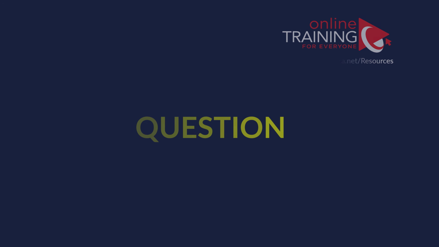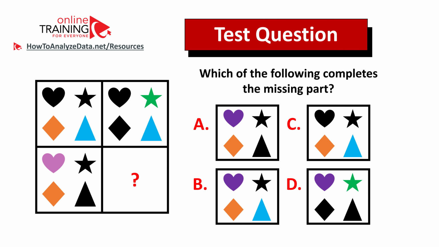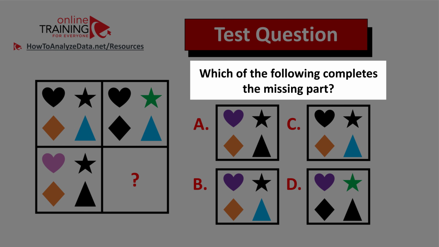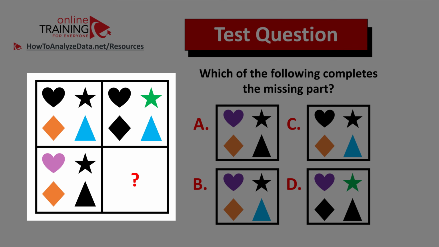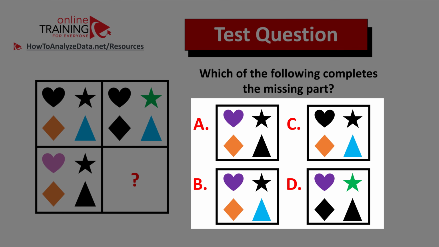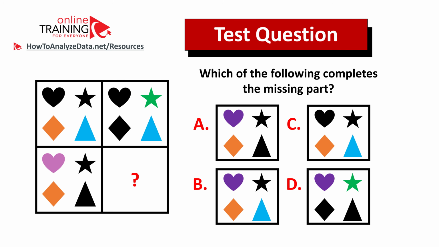Let me share with you a tricky question which tests your reasoning, analytical, as well as visualization skills. Which of the following completes the missing part? And you're presented with a 2x2 box. One of the squares in the big box is missing, and you have 4 different choices to choose from: A, B, C, and D. Take a closer look and see if you recognize the pattern. Do you think you know the answer?